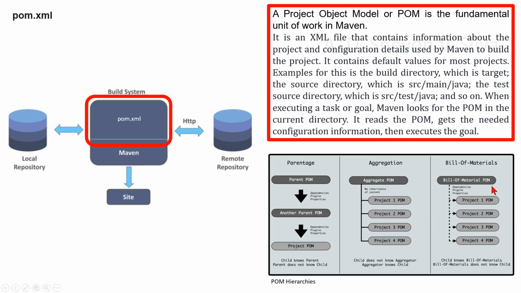Here you can see the build of materials. Here the build of materials pom is connected to project 1 pom, project 2 pom, project 3 pom, and project 4 pom via dependencies, plugins, and properties. Here the child knows the build of materials. The build of materials does not know the child.